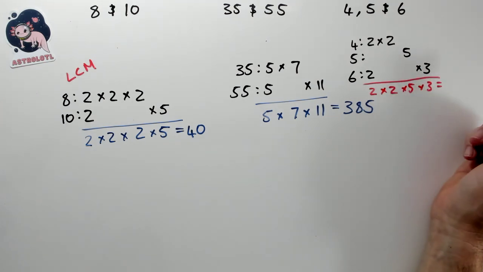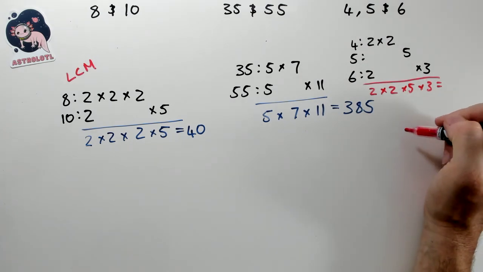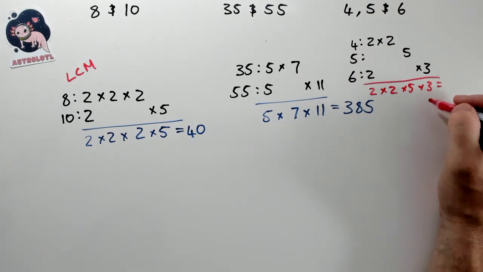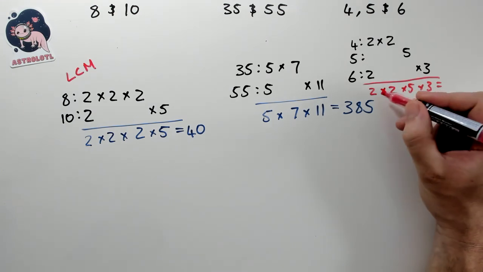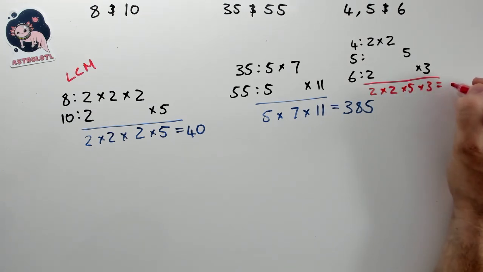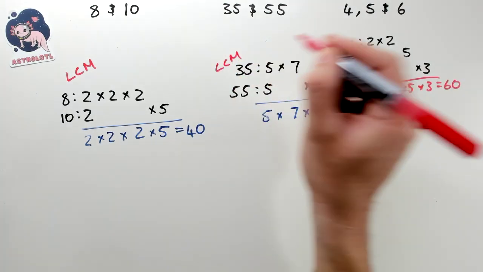Okay, there are other methods of doing this. This is just the one that I usually teach. It works for me, but if you can just see the answers, that's also good. Okay, so let's just see. We have 2 times 2 times 5 is 20, times 3, so that would be 60, I think. Cool. So this was the lowest common multiple.